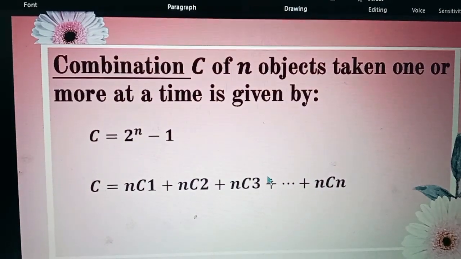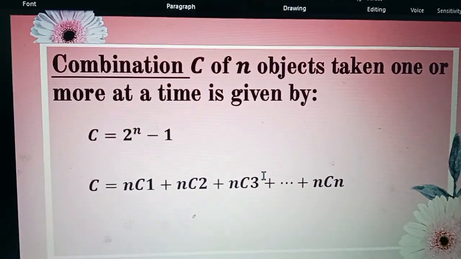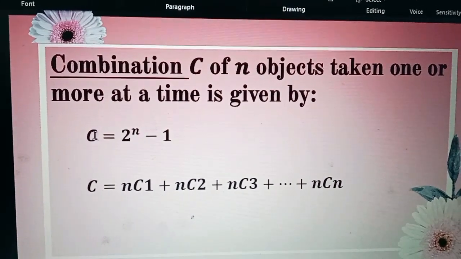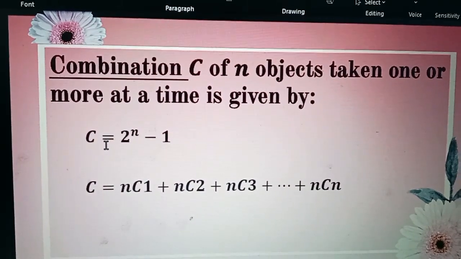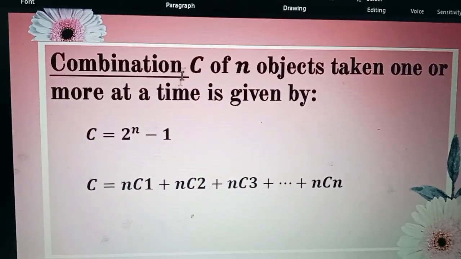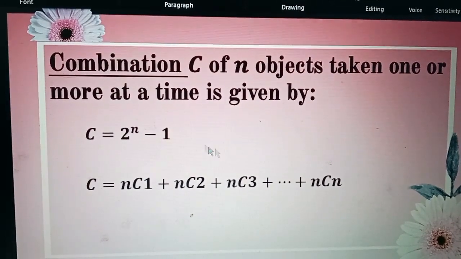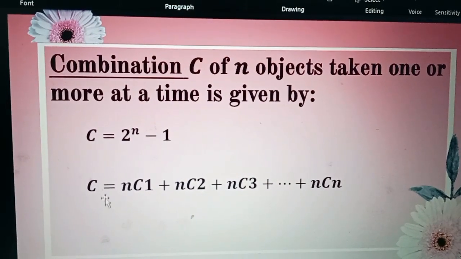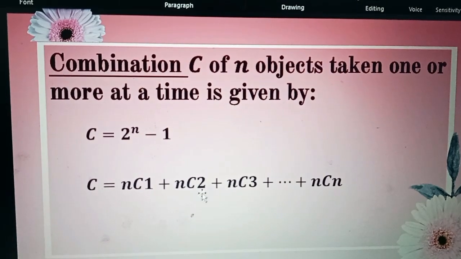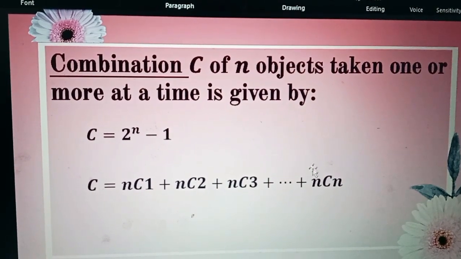So combination C of n objects taken one or more at a time is given by C is equal to 2 raised to n minus 1. So again, this is the property of n objects taken one or more at a time. So C is equal to nC1 plus nC2 plus nC3 up to nCn.